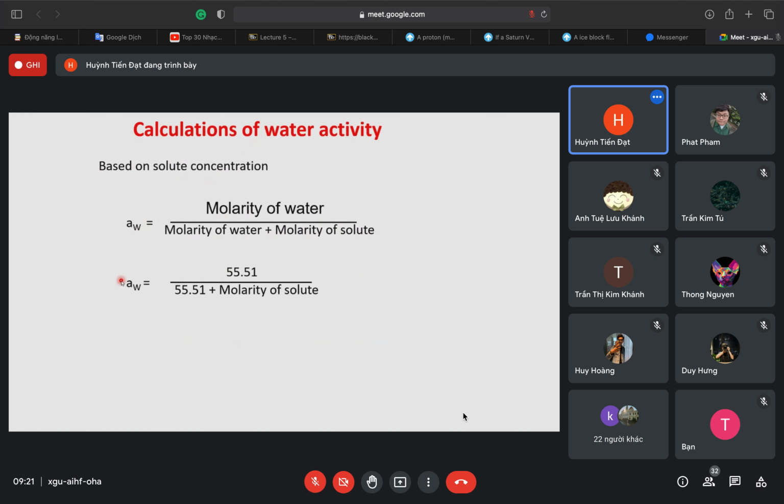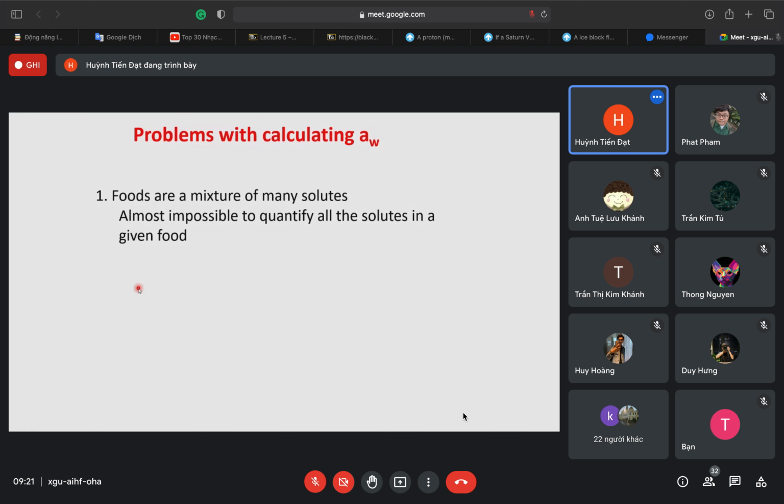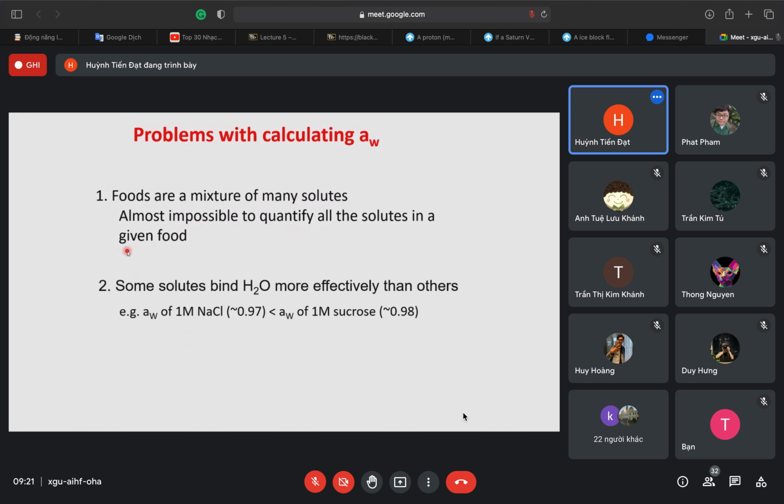If we think about 1 molar of the solute, we get a water activity of 0.98. A food mixture has many solutes, so it is almost impossible to quantify all the solutes in the given food. So we cannot use this method.